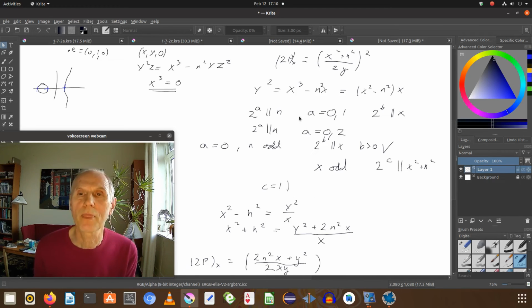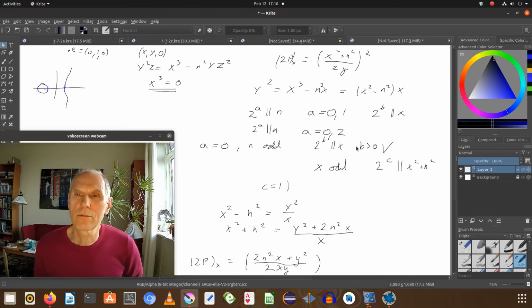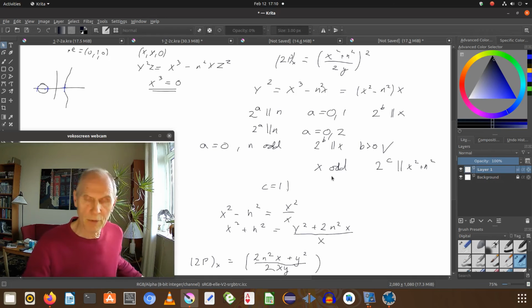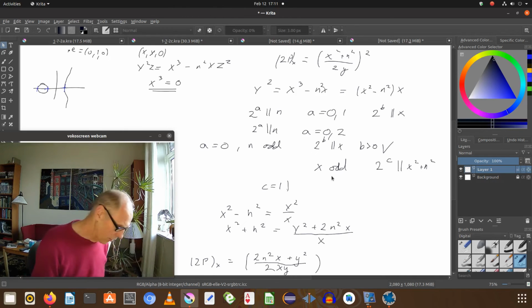So there's the method here with using the valuation and then thinking about that. So we should end up with the valuation of this expression being negative. And as far as I remember from here, the valuation was the minimum of the two.